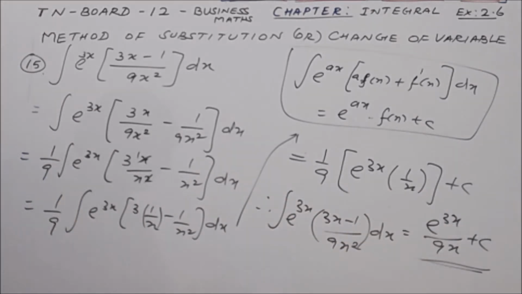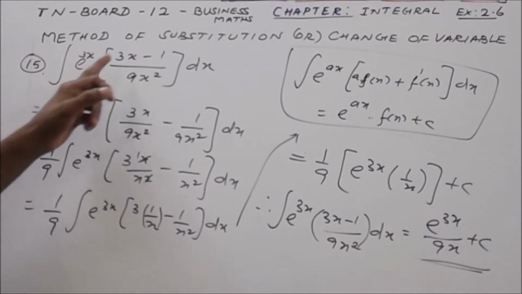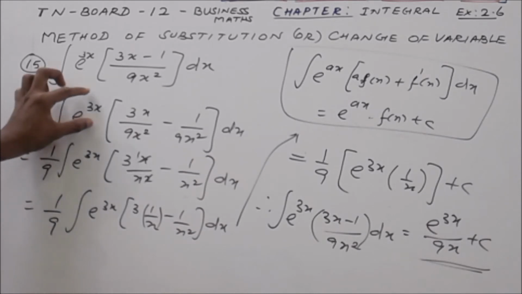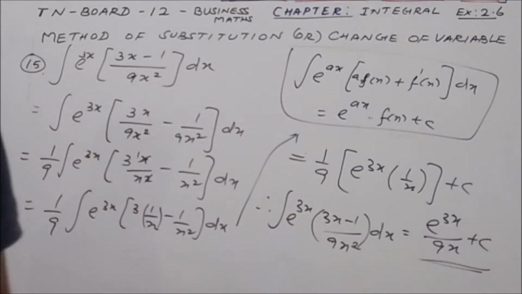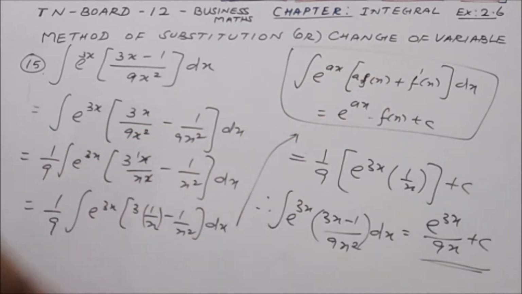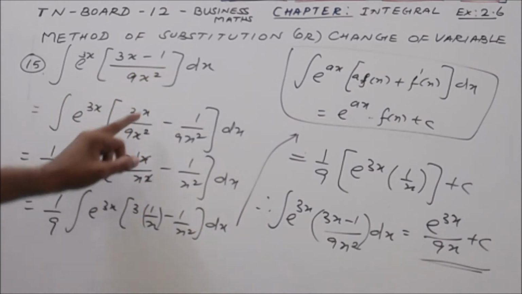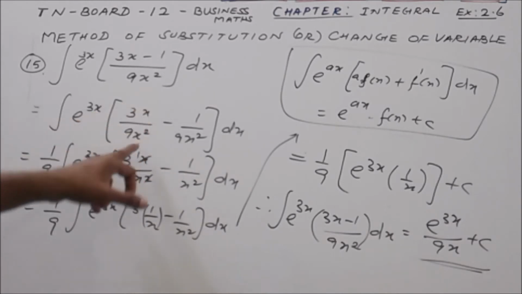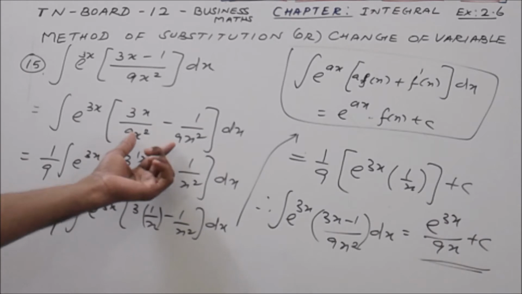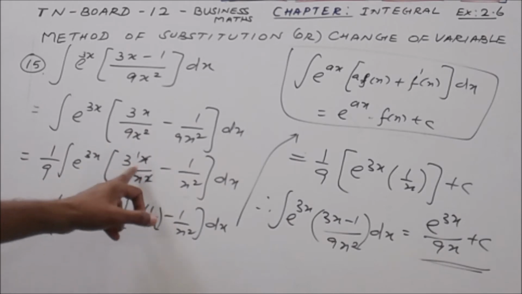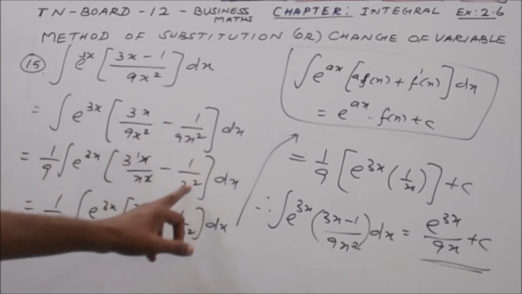Now, if you know the particular answer in the textbook, you should multiply the power of x with 3, that's enough. Now splitting the terms, 3x by 9x square minus 1 by 9x square. Here we have e power ax. In the previous problem we had only e power x, here we have e power ax. So if e power ax is in the power, a should be multiplied with f of x. So splitting the terms and simplifying, taking 1 by 9 as common, 1 by 9 into integral e power 3x into [3x by x square minus 1 by x square].